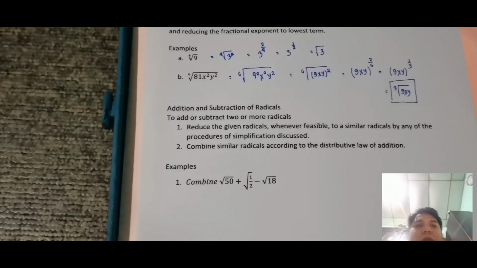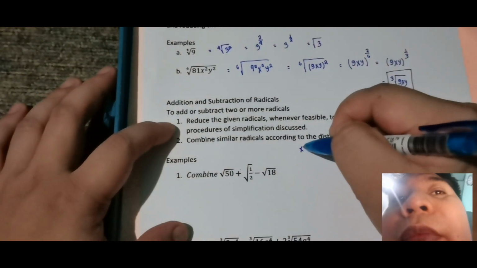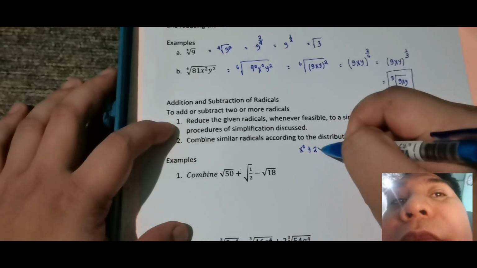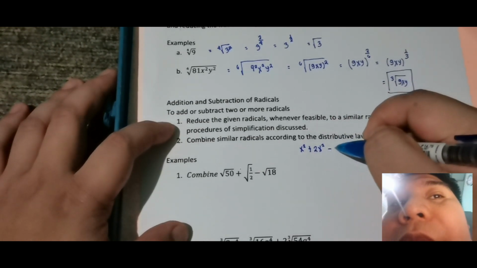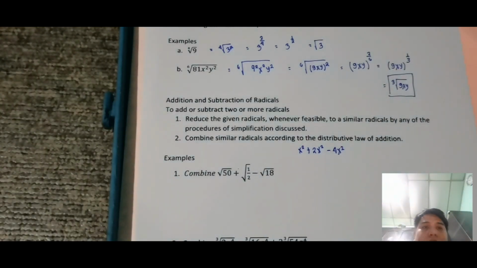So, sir, hindi mo nabanggit yata yung distributive law of addition. So, hindi ko siya binanggit kasi i-discuss yung number theory. Pero since kailangan dito, gagawin natin dito. So, for example, meron akong x squared plus 2x squared minus 4x squared. Okay, so sir, di naman radical eh. Yes, i-explain ko lang si distributive law of addition.